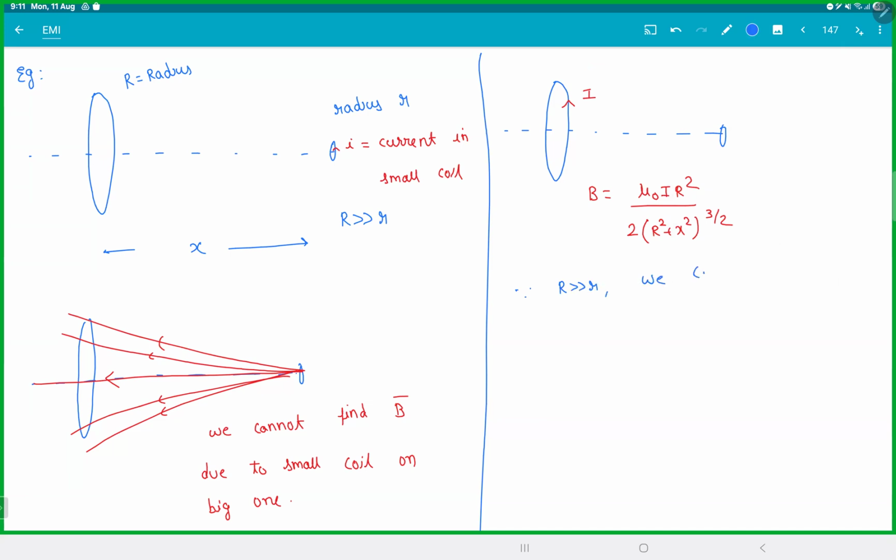Since the coil is much, much smaller, I can assume the field is almost constant. And this is the catch. This is how they'll always ask questions. They'll give you current in such a way you can't find the flux. But when you take the current on the other coil, suddenly you can find the flux.